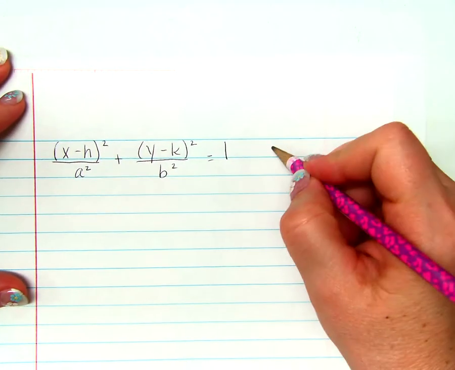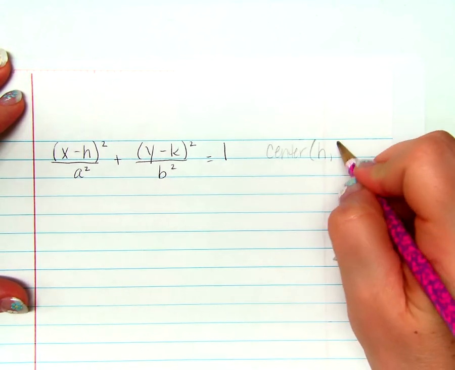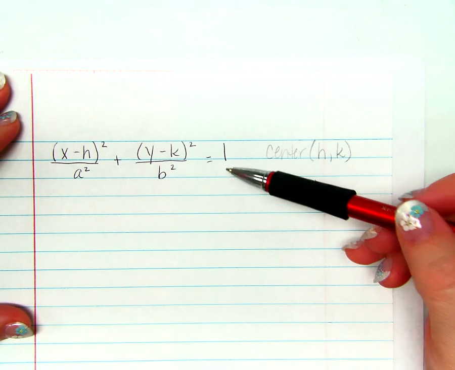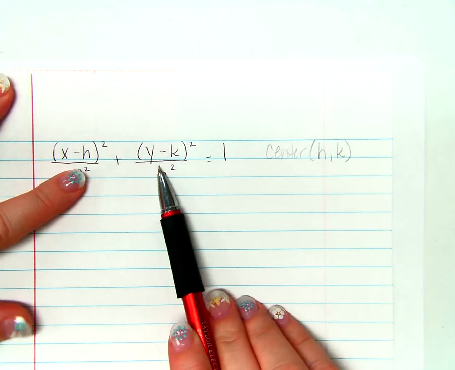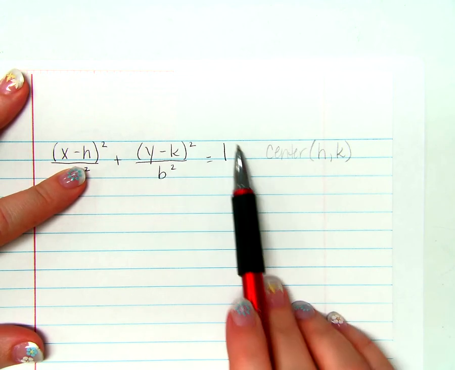I hope you realize that the center of this ellipse is going to be at (h, k). All our centers are going to be (h, k), so keep that in mind as you're working. With a circle, there was nothing down here, and it equaled r squared. R squared was the radius.